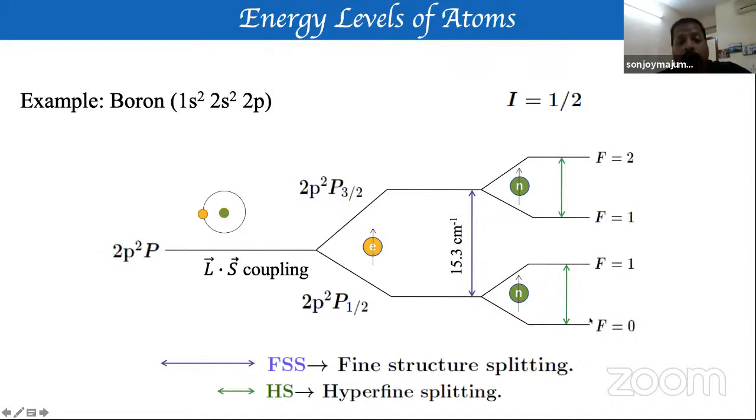What will happen is that the 3/2 and 1/2 will combine, and if you do the angular momentum algebra, you will get F equal to 1, F equal to 2, using 3/2 minus 1/2 is 1, 3/2 plus 1/2 is 2. Similarly, for the p 1/2, you will get F equal to 0 and F equal to 1.